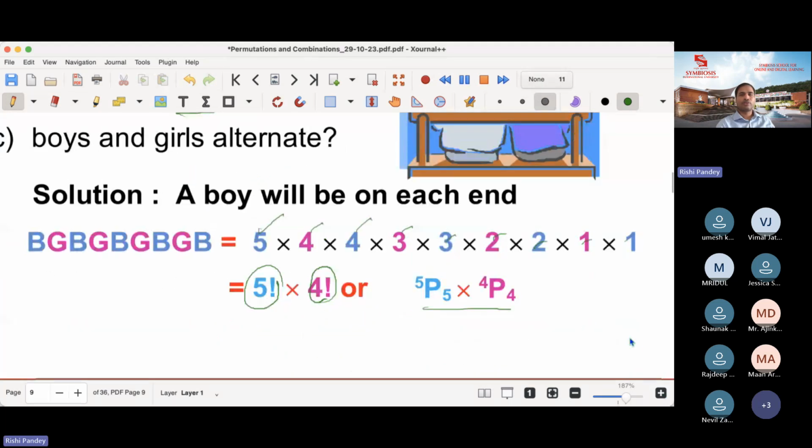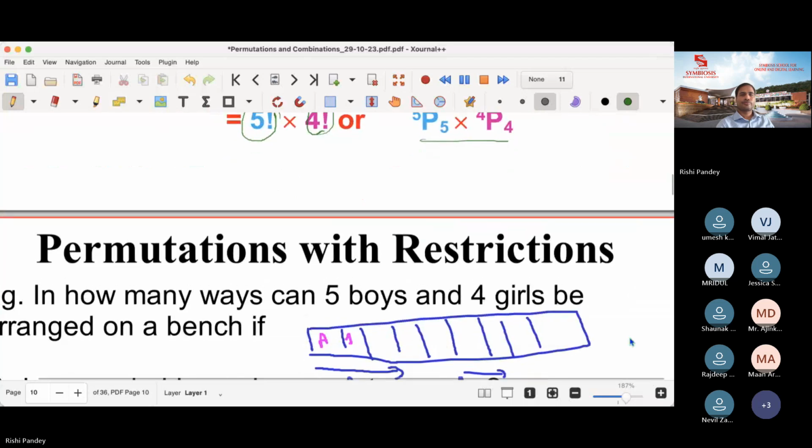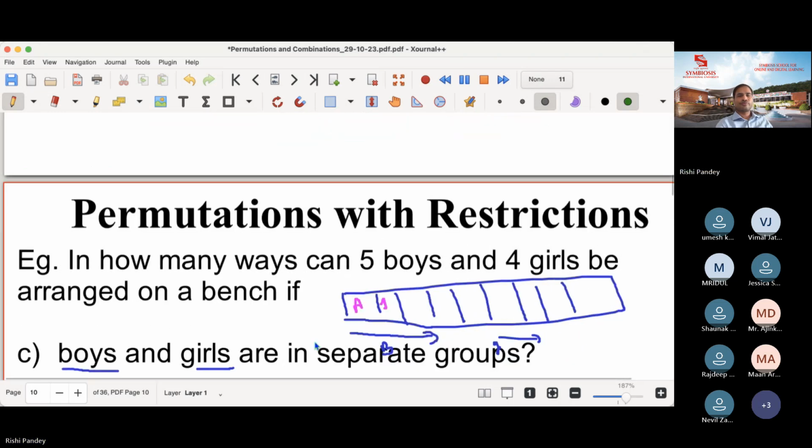Now I will ask you a question, if you understand. In how many ways can 5 boys and 4 girls be arranged on a bench if the condition is that boys and girls are in separate groups? Can anyone try? Boys and girls are in separate groups. Same question.